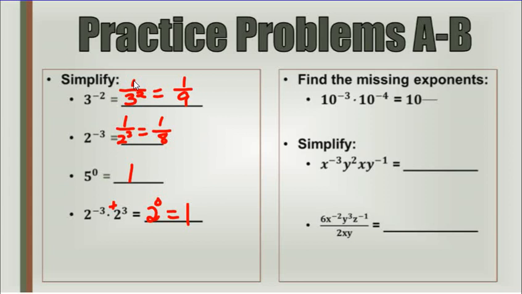Find the missing exponent here. 10 to the negative third times 10 to the negative fourth, I add the exponents, that gives me 10 to the negative seventh.